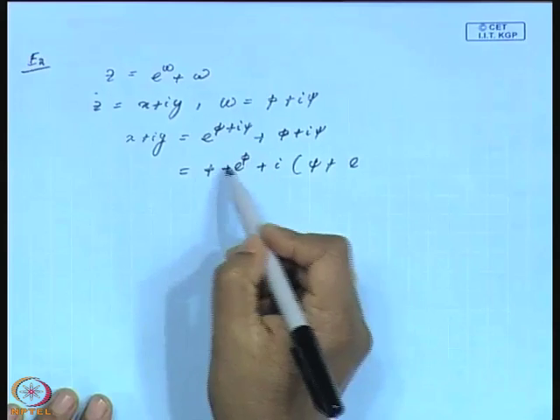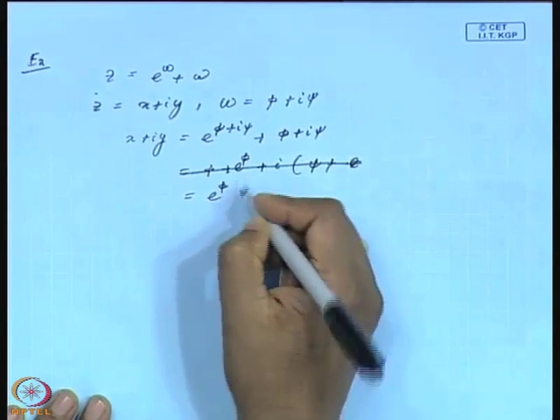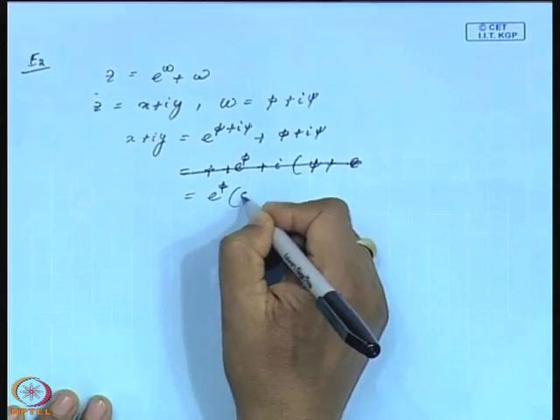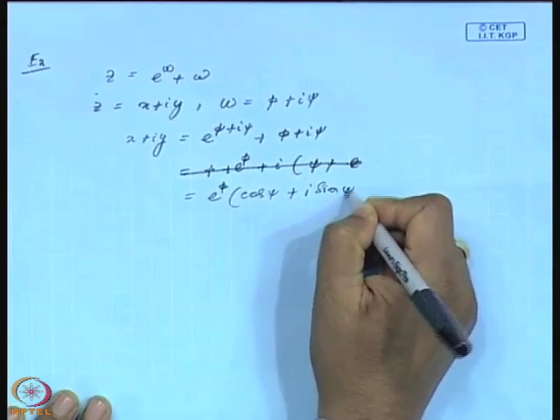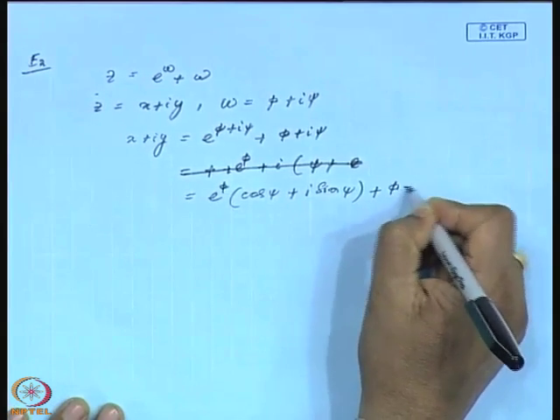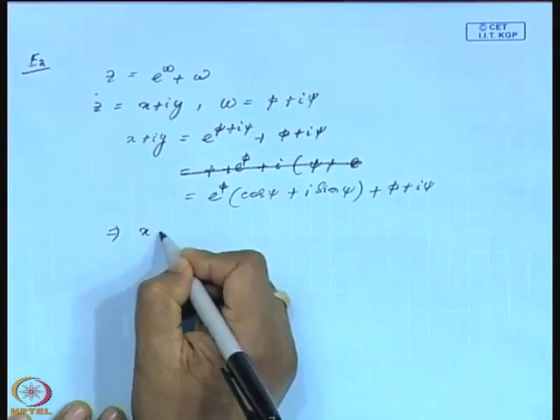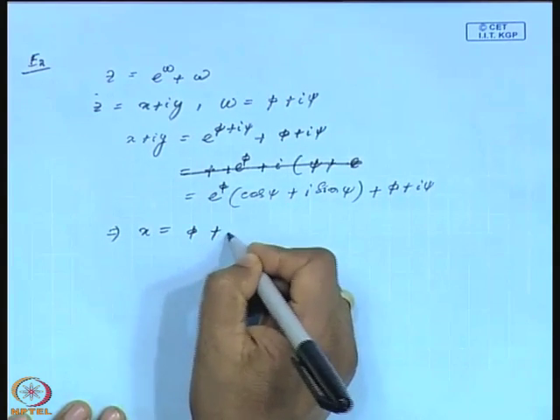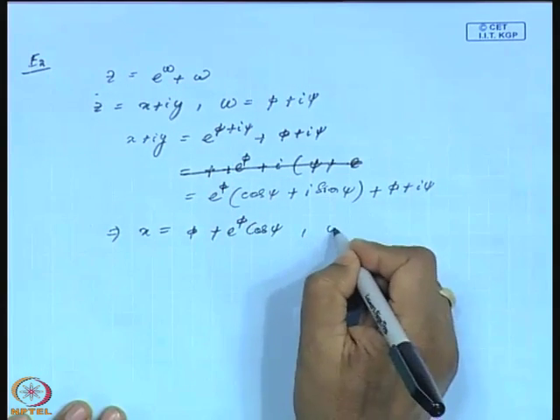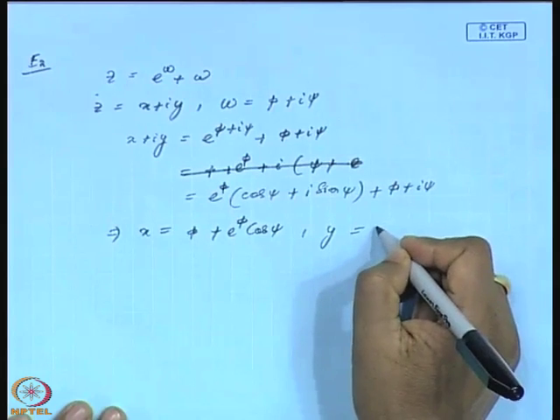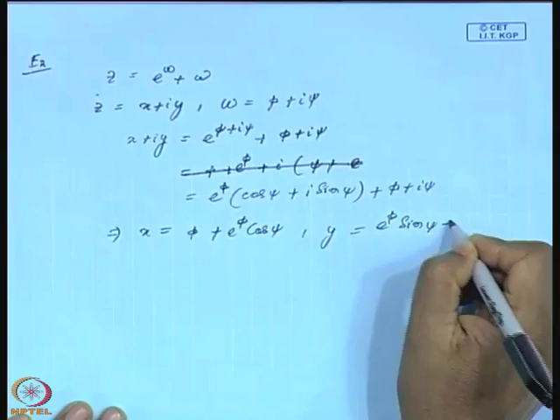Sorry, this will be e to the power 5 into cos psi plus i sin psi, plus 5 plus i psi. And if we again simplify this, then our x will be 5 plus e to the power 5 cos psi, and our y becomes e to the power 5 sin psi plus psi.